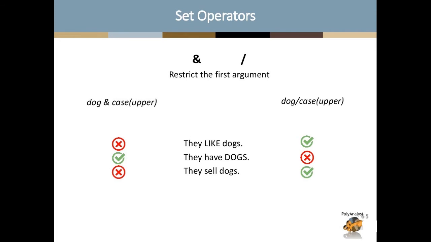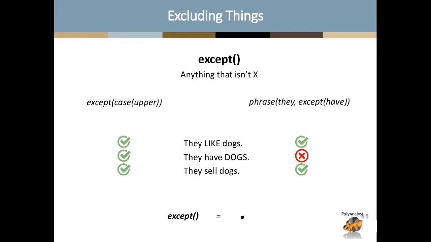However, I want to use it as a filter. So dogs, but not case upper. I will get they like dogs and they sell dogs, but they have dogs will not be matched because dogs is uppercase. We can use this to exclude things. We can also use a different function called except to exclude things.